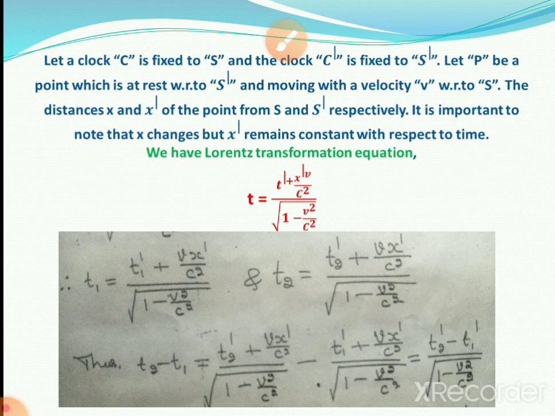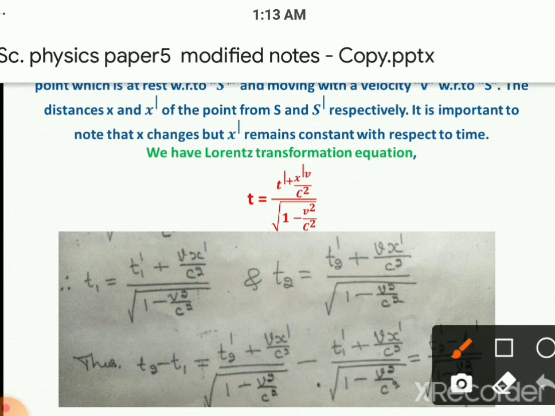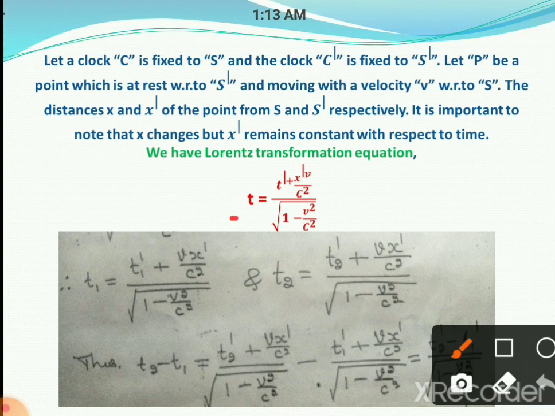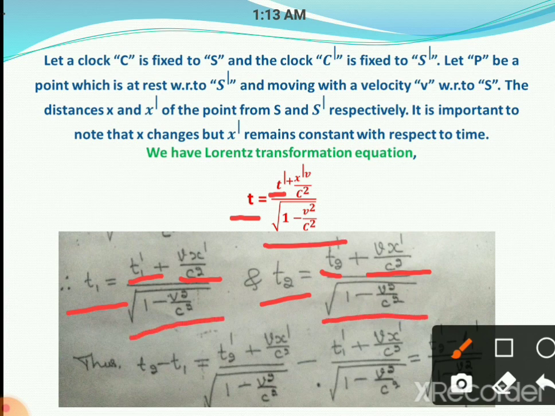In this there are two clocks, that means there are two times. Therefore we can write two expressions: wherever t, write t1 and t2, and t dash will be written as t1 dash and t2 dash. But x dash is constant, therefore v x dash by c square is the same, and the square root of 1 minus v square by c square is also the same.